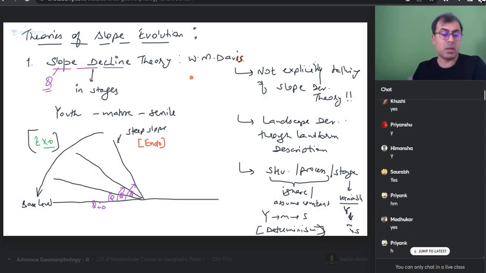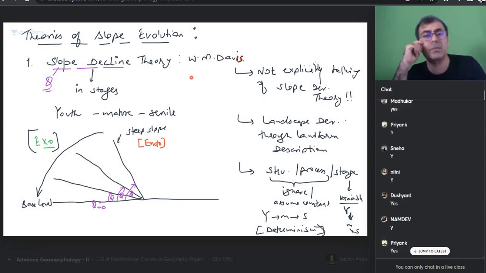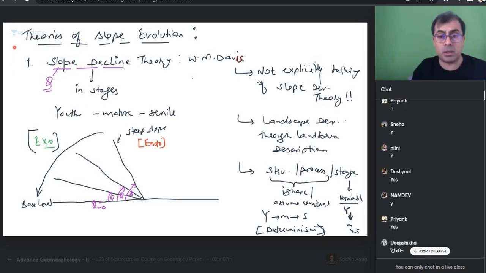I don't know. That's why I said no. Teachers padha dete hain that this is a deterministic theory, and students don't even understand. क्या इसका determinism possibilism से क्या लेना देना? Do we understand? तो पहला चीज समझ में आ गया कि we are talking about the Davisian idea. His idea is slope decline. Slope will decline with time, with each stage. Well, slope change should depend on structure.